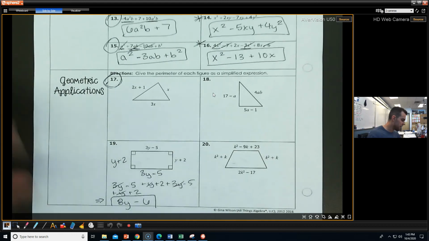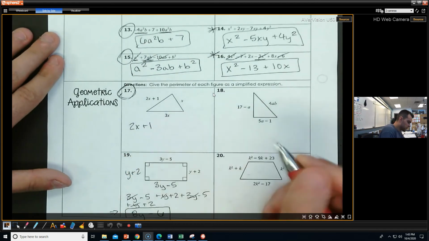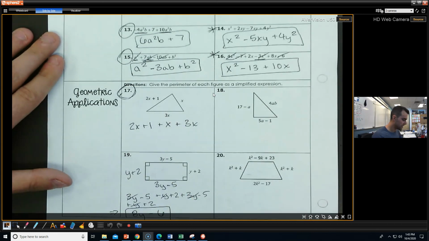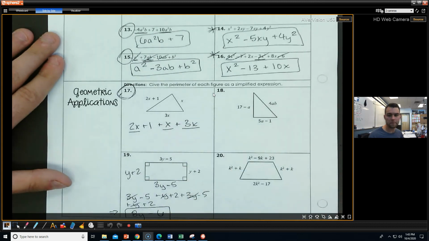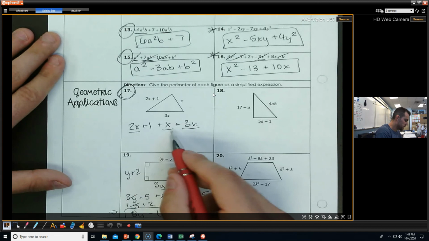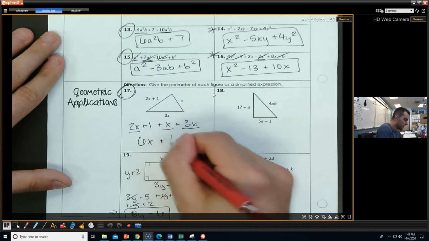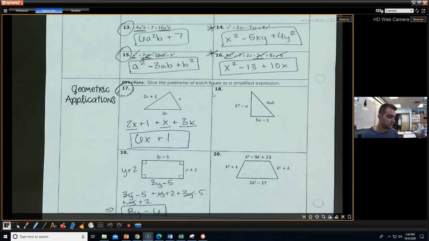All right, we're back for our last one. So I'm going to do 2x plus 1 plus x plus 3x. Let's combine terms. So 2x, x, and 3x are all the same terms. So we have 2x plus x is 3x, plus 3x is 6x, and then we just tack on that plus 1. And we're done with that guy.